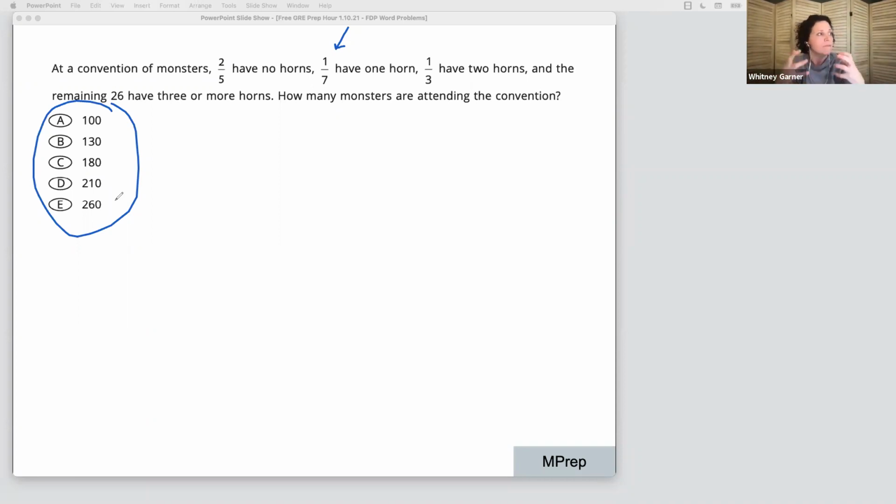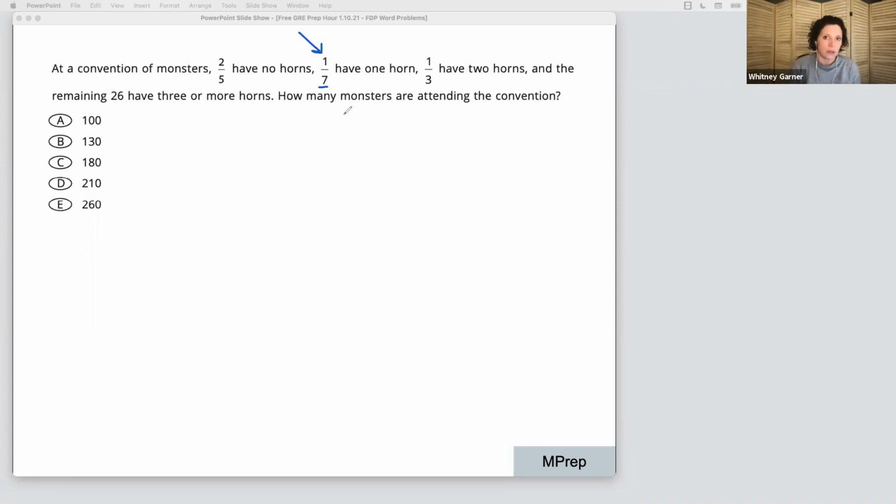All right, well, if 2/5 of the monsters have no horns, then I can start to look at my answer choices. I can start from the beginning, but what I might notice is if I'm already going to start picking at answer choices, what if I move to the fraction that's the ugliest? Let's start there. And with a little bit of knowledge of the fact that the GRE is going to give you answer choices that you can eliminate.